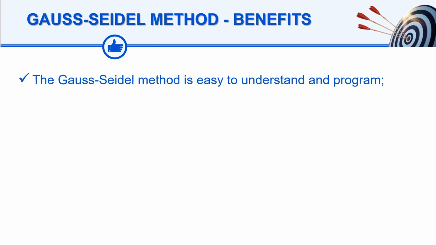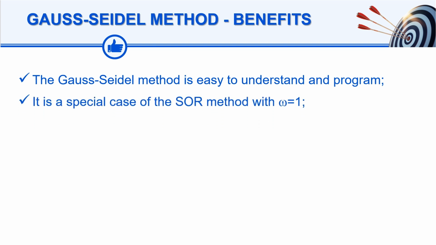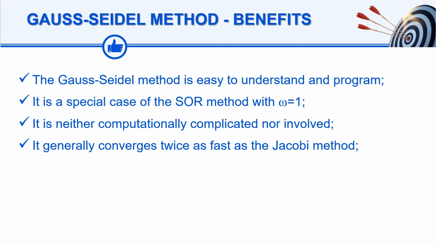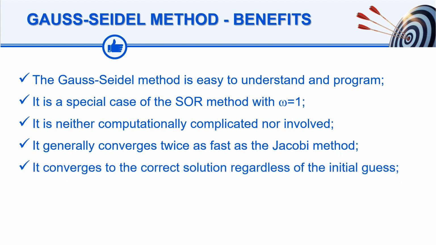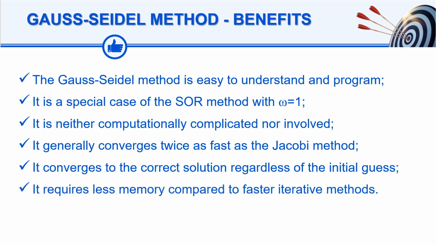The benefits of the Gauss-Seidel method are: the method is easy to understand and program. It is a special case of the SOR method with omega equals 1. The method is neither computationally complicated nor involved. It generally converges twice as fast as the Jacobi method. It converges to the correct solution regardless of the initial guess. It requires less memory compared to faster iterative methods.